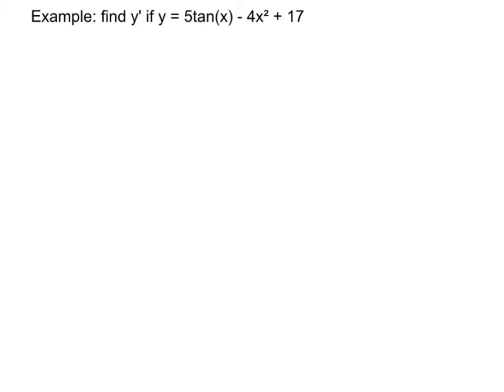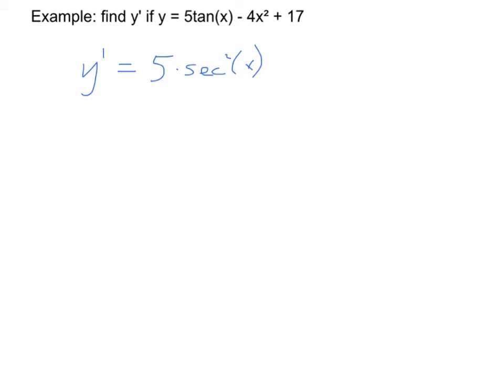My next example, find y prime if y equals 5 tangent x minus 4x squared plus 17. A part of this is memorizing trig derivatives from before, and a part of it is remembering how addition and subtraction work for derivatives. So, if you're up to it, pause the video, find this derivative. Should be y prime is 5 times, because our constant multiple rule just says we can ignore the 5 for a second. The derivative of tangent is secant squared x. We don't need to use the chain rule here because it was just an x that was inside. If this had been a 2x, we'd be multiplying by 2. But it's not, so we move on.